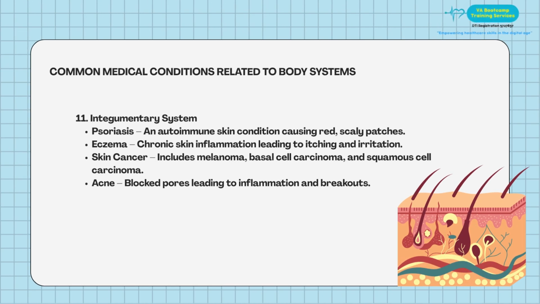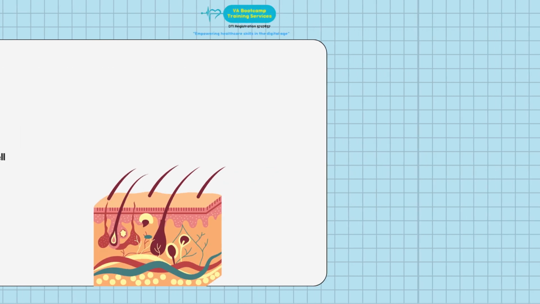10. Integumentary system. Psoriasis, an autoimmune skin condition causing red, scaly patches. Eczema, chronic skin inflammation leading to itching and irritation. Skin cancer includes melanoma, basal cell carcinoma, and squamous cell carcinoma. Acne, blocked pores leading to inflammation and breakouts.